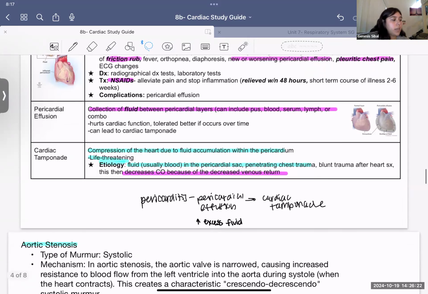And then complications, it can lead to pericardial effusion, which I'll talk about in a second, because I think what makes this confusing is that they can all be connected and lead to one another, right? But basically pericardial effusion is collection of fluid between the pericardial layers. So this can include pus, blood, serum, lymph, or all of it. It hurts cardiac function as well. It's tolerated better if it occurs over time. And then it can lead to a cardiac tamponade.